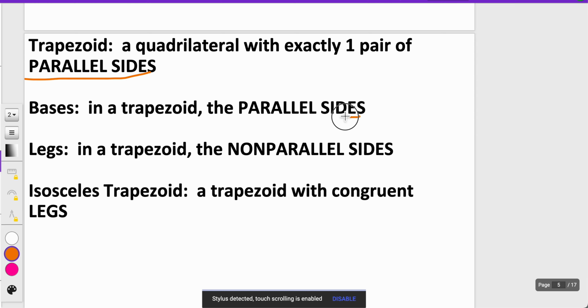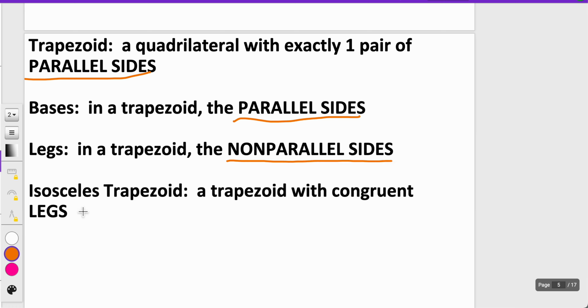The bases are those parallel sides, legs are the non-parallel sides, and an isosceles trapezoid is a trapezoid with congruent legs. So if I were to draw a trapezoid, this would be an example of one, maybe an isosceles one where you have matching legs and you have your pair of parallel sides, top and bottom.